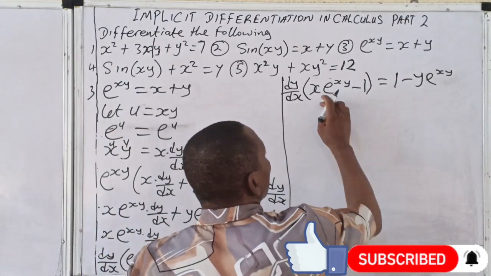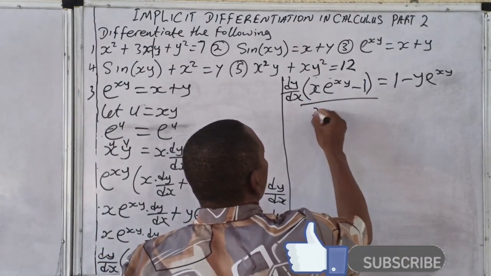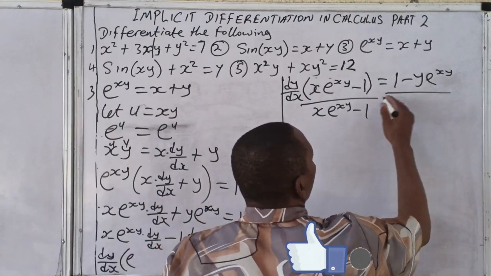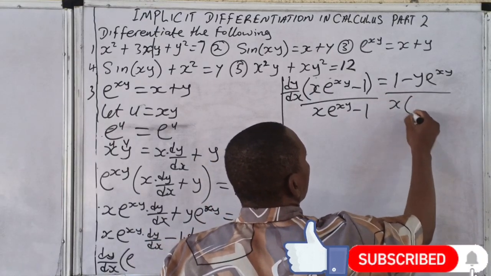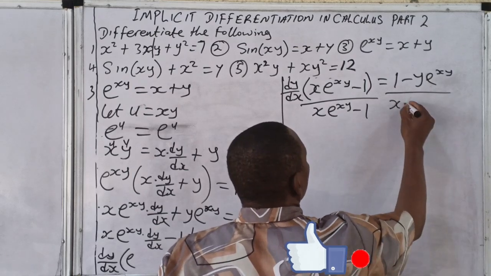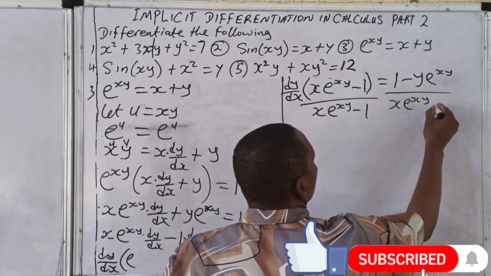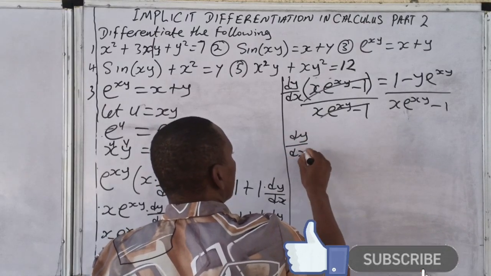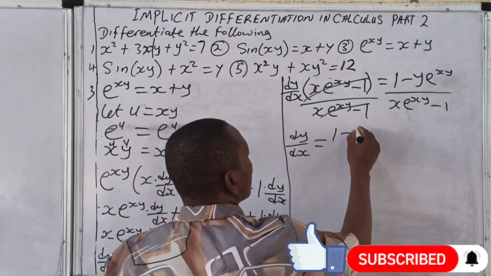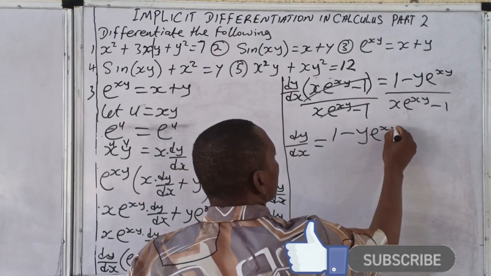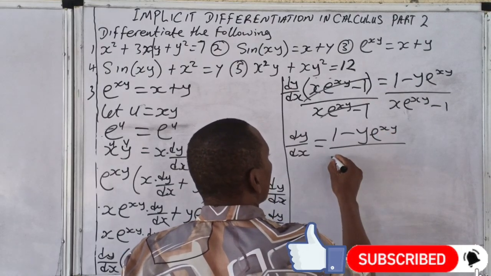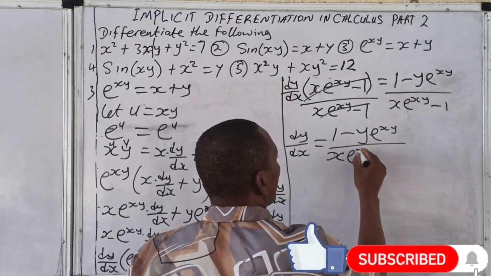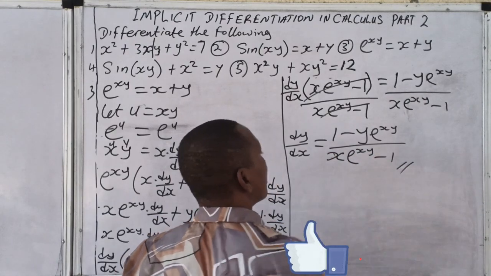So once you get to this level, as usual, just divide both sides by this. So this all over x e^(xy) minus 1. This all over x e^(xy) minus 1. So this will cancel out this. The dy/dx is equal to 1 minus y e^(xy) all over x e^(xy) minus 1. So this is our answer.